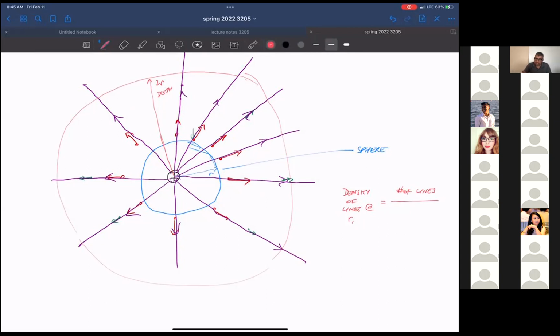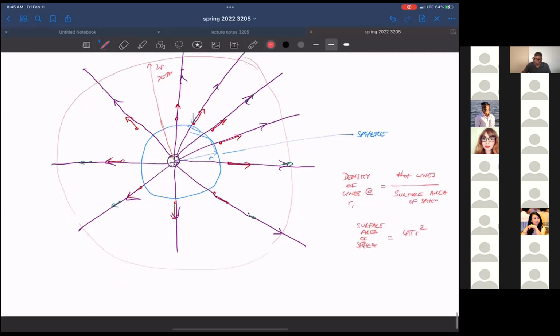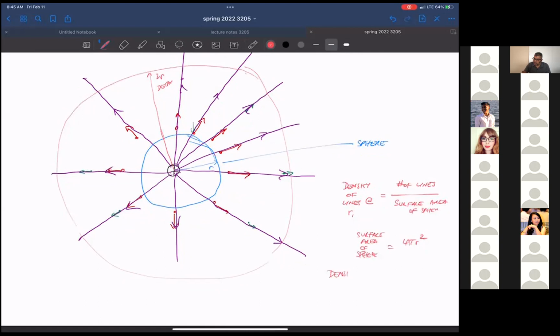Divided by the surface area of the sphere. And that surface area of a sphere is 4 pi r squared. Okay, so the density of lines at R1 is the number of lines divided by 4 pi r squared.